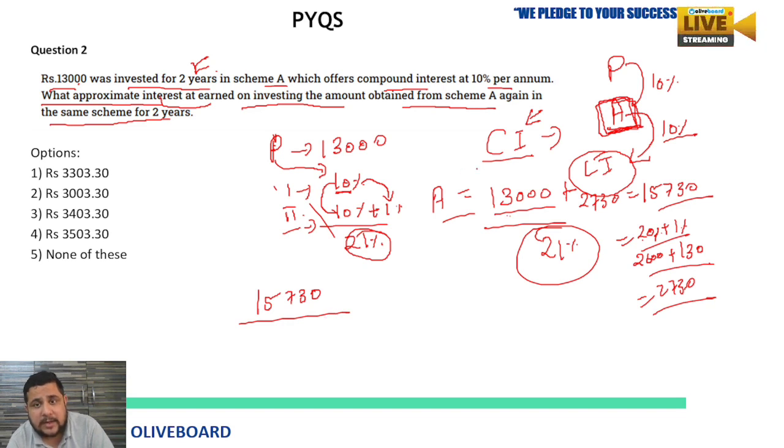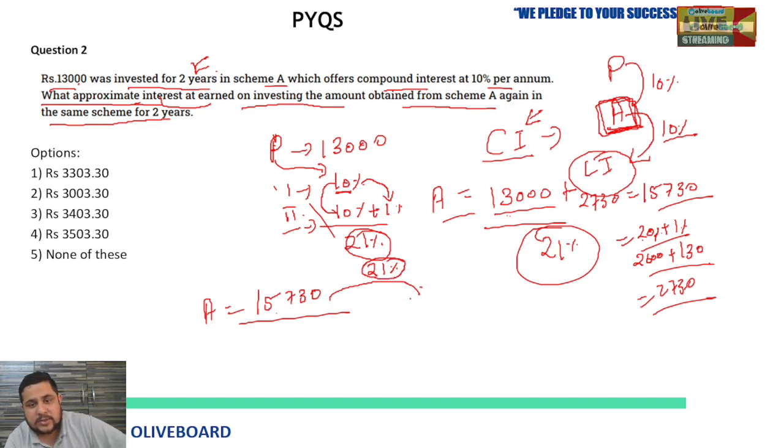But what is given? What approximate interest is earned on investing the amount obtained? The amount he obtained is 15730 from scheme A, again in the same scheme for 2 years. Again in the same scheme means again he is going to get 21% interest. 10% for 2 years, the rate of interest would be the same. So in 2 years, 21% of the amount 15730. 10% of that would be, in a similar way we can calculate. No need to go for the basic calculation.